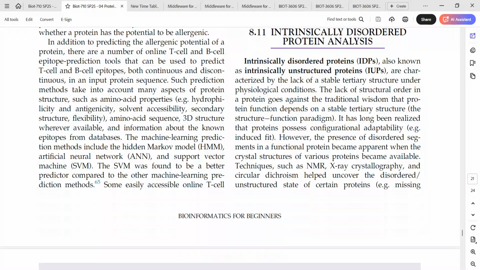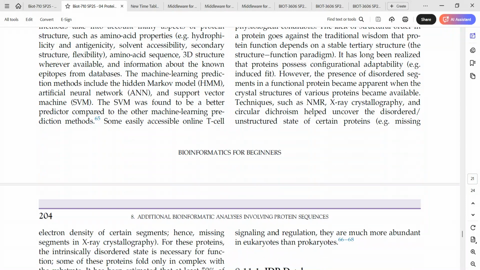However, the presence of disordered segments in a functional protein became apparent when the crystal structure of various proteins became available. Techniques such as NMR, X-ray, and circular dichroism helped uncover the disordered and unstructured state of certain proteins.